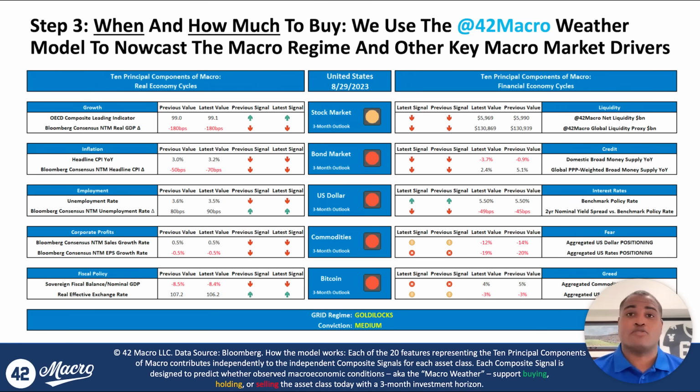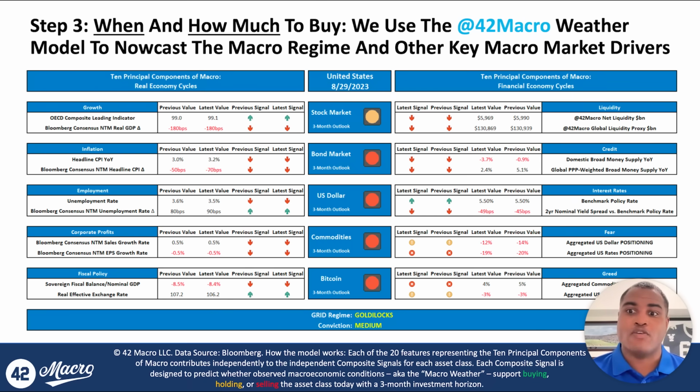Interest rates. Benchmark policy rate has been trending higher. Obviously, the Fed may hike one more time. It's kind of a 20-30% chance of that, although that number's probably gone down on the advent of these JOLTS data today. We have the 2-year nominal yield spread versus the benchmark policy rate. That number's been trending lower. It's pricing in about 50 basis points there.